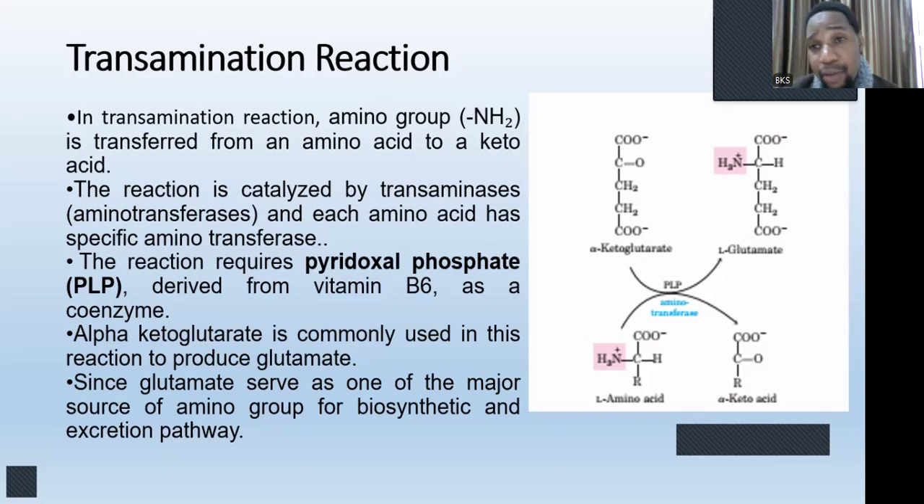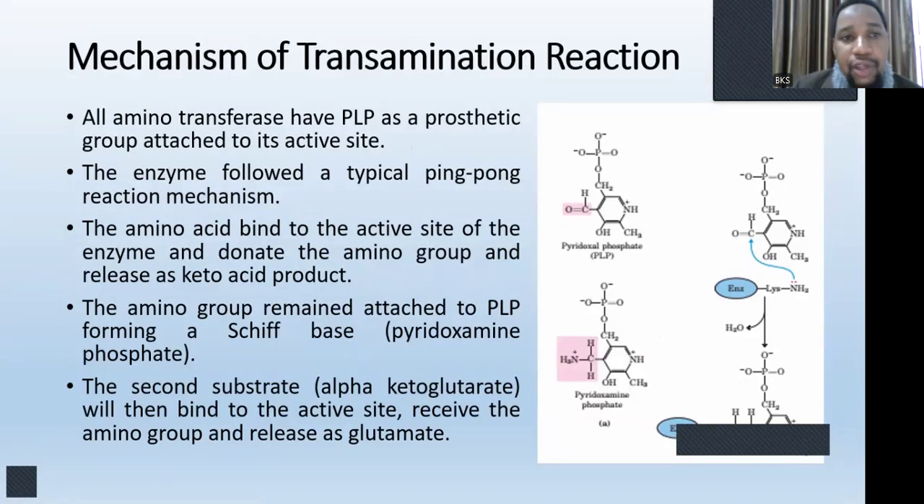So the major pathway of the amination reaction involves glutamate. Although there are other pathways of the amination reaction, they are minor in comparison to the one involving glutamate, which we will shortly discuss. So how does this transamination reaction take place?